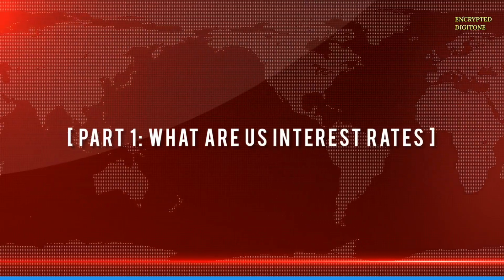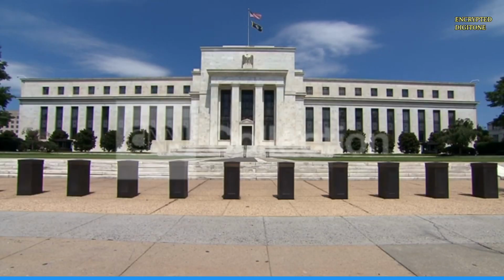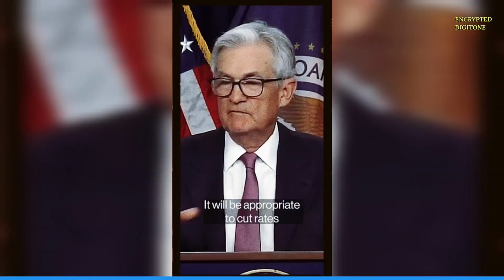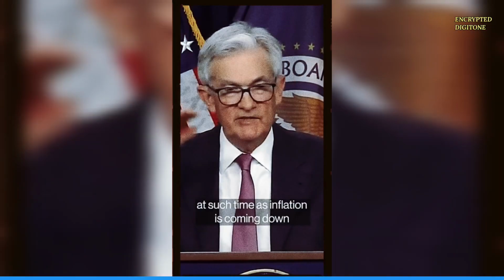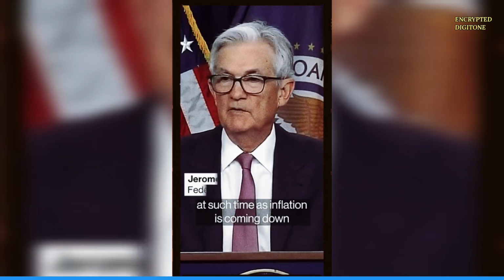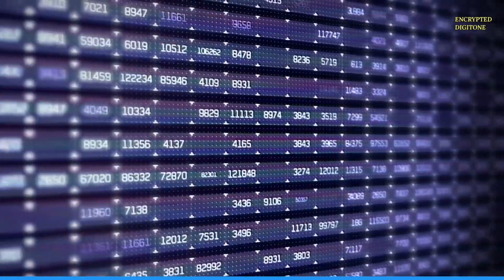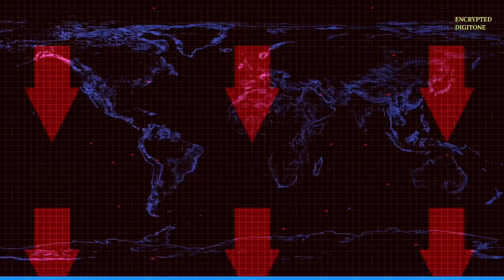Part 1. What are US interest rates? The United States Federal Reserve, also known as the Fed, decides the interest rate in America. It will be appropriate to cut rates at such time as inflation is coming down really significantly. And this rate controls how cheap or expensive it is to borrow money. If rates go up, loans become costly. If they go down, money becomes cheaper to borrow.